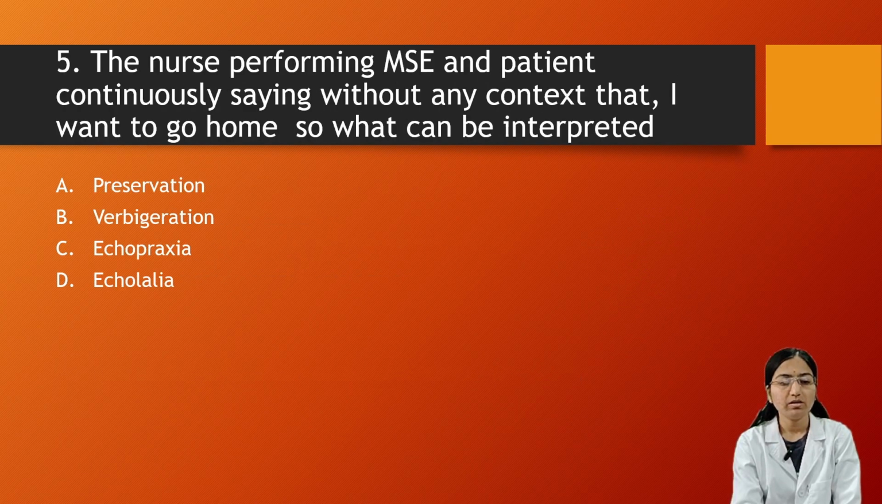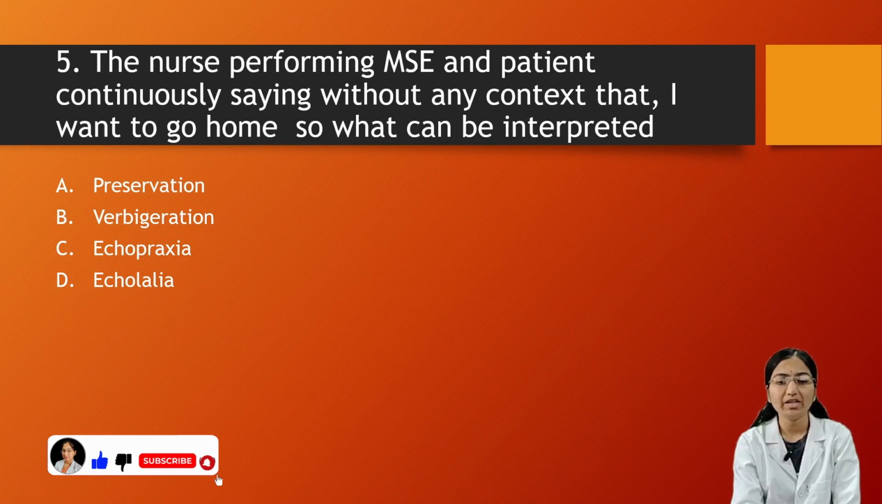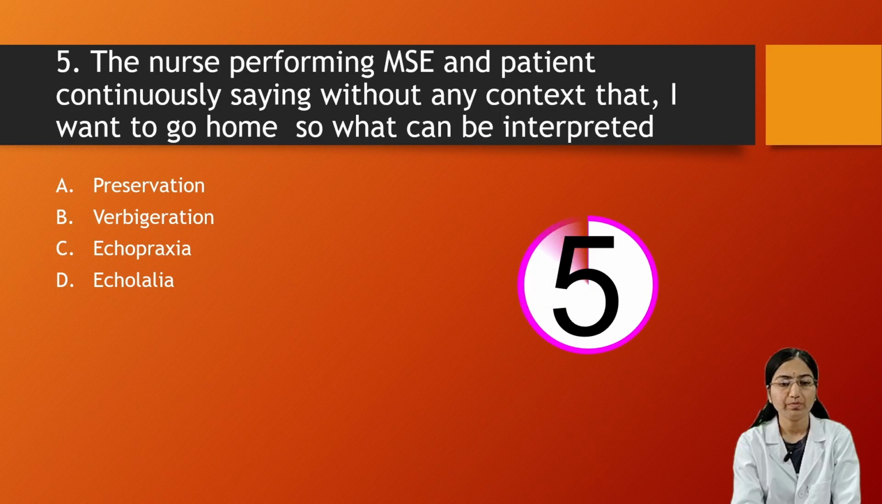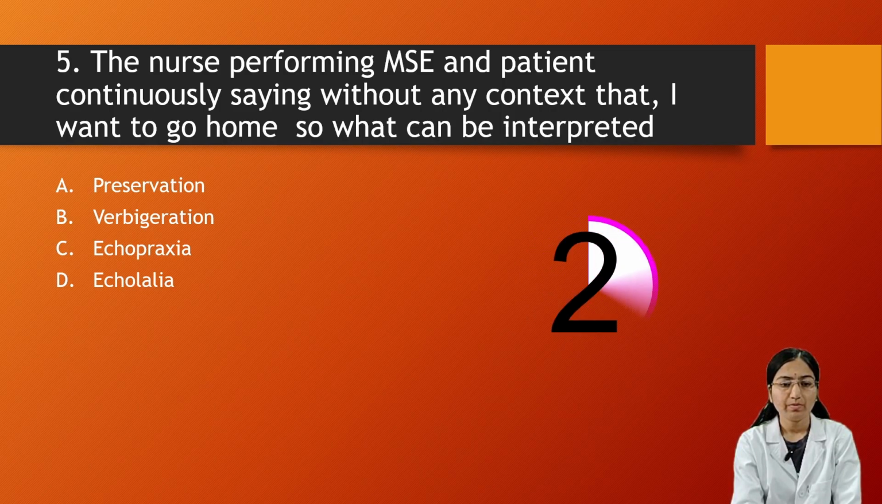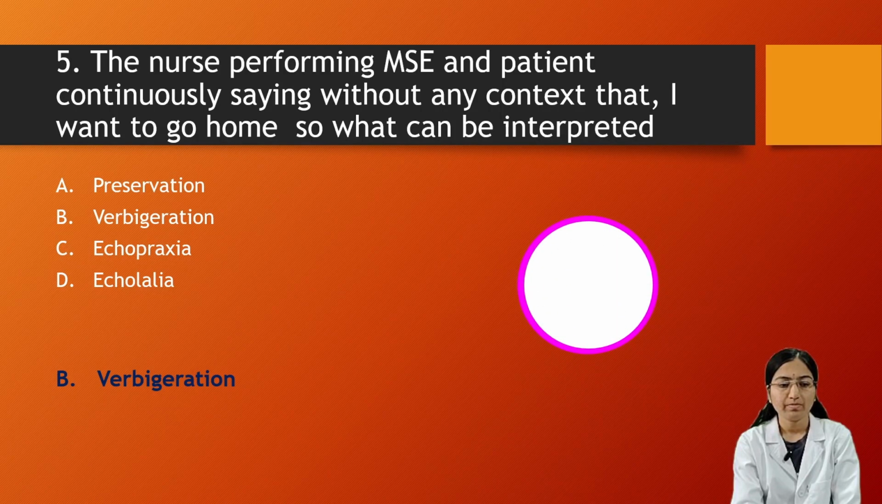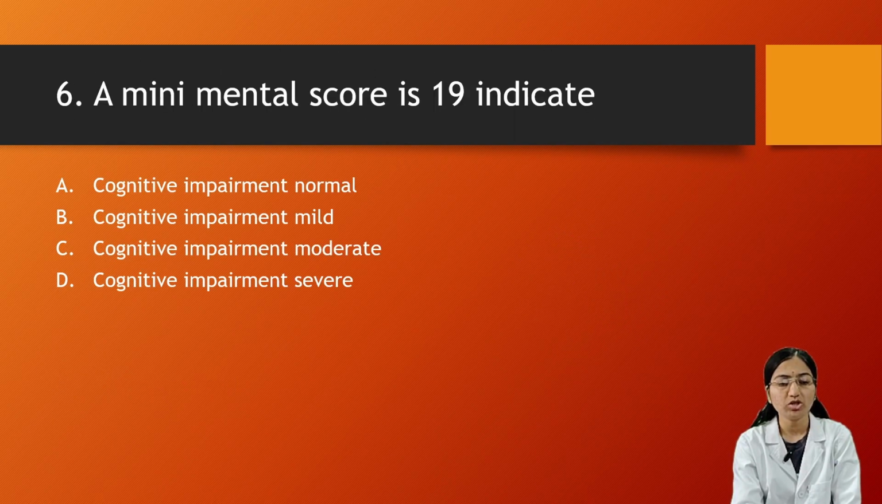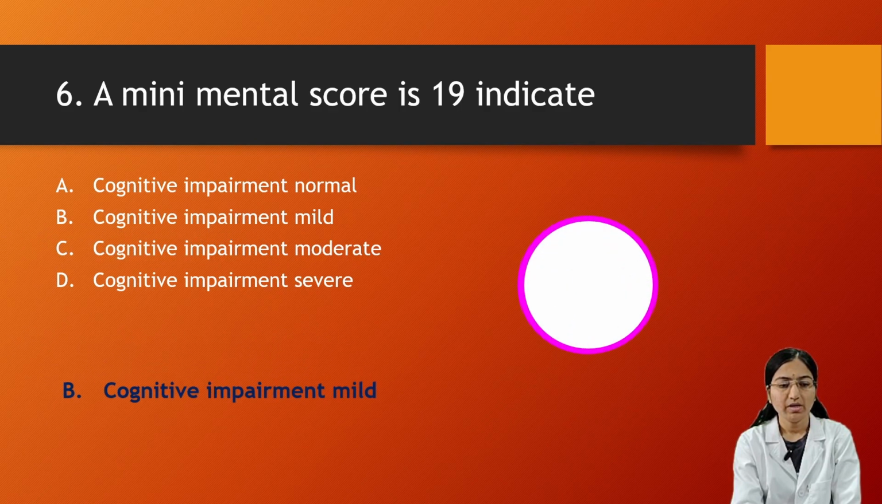Next question. The nurse performing MSE on a patient, and the patient continuously says without any context that I want to go home. So what can be interpreted? Options are here. Right option is B, that is verbigeration. Next question. A mini mental score is 19. Indicate. Right option is B, that is cognitive impairment mild.